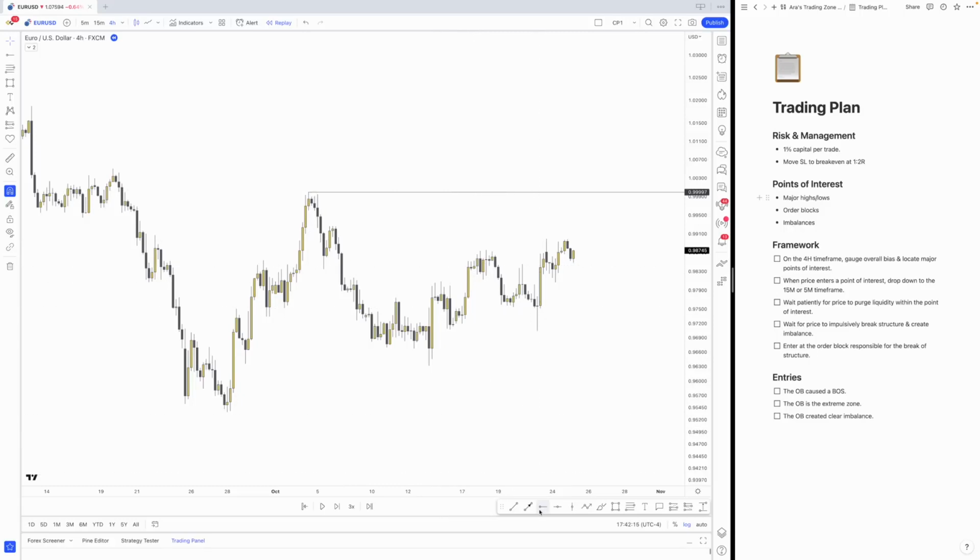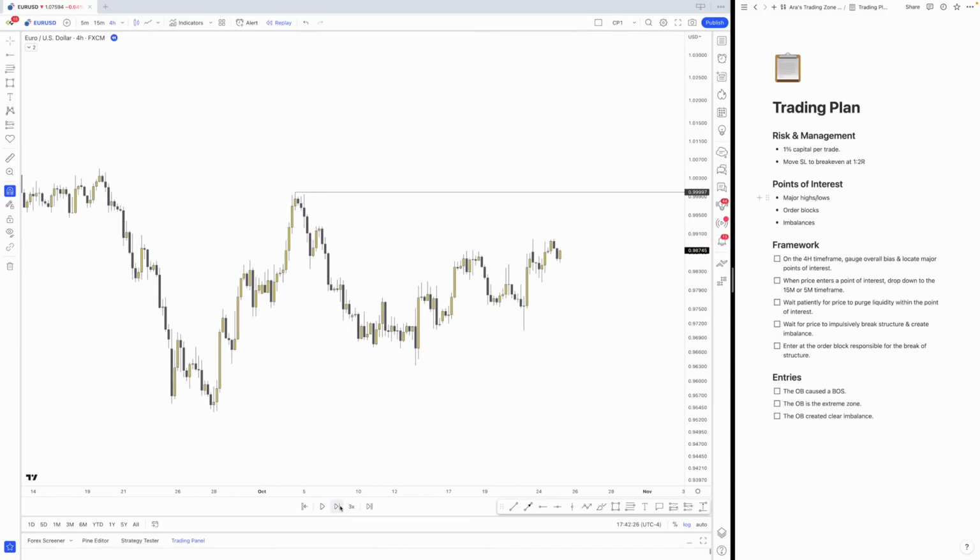So, with that being said, we can take a look at current price action. It is clearly bullish to the upside. So that leads me to believe that this major high will be tested. So let's play price forward and see how this goes.